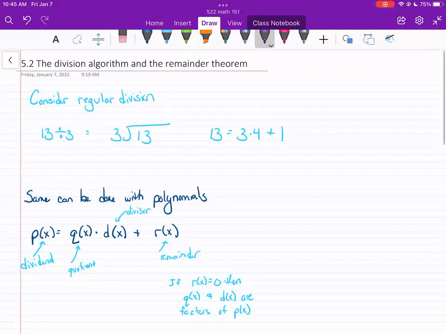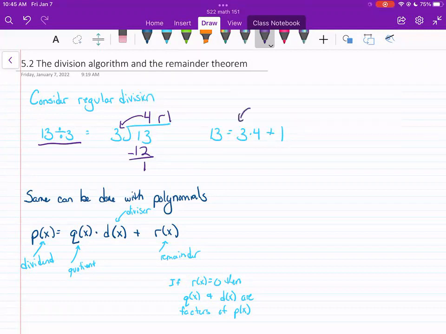division. For example, if I take 13 divided by 3, 3 goes into 13 4 times. And then I multiply 4 times 3, which gives me 12. I subtract those and I end up with 4 and a remainder of 1.